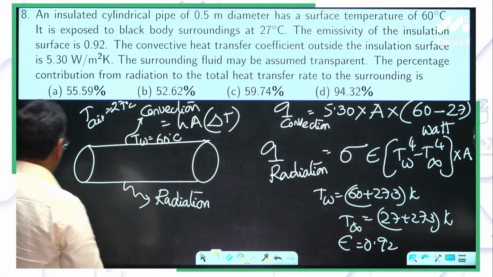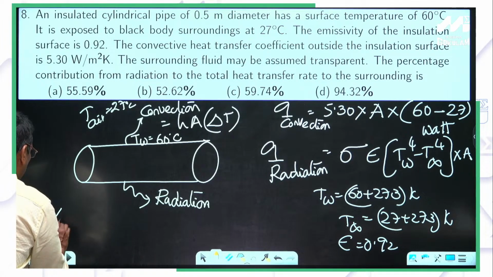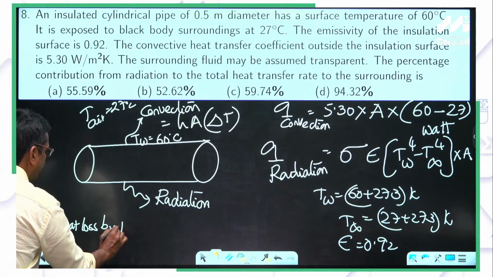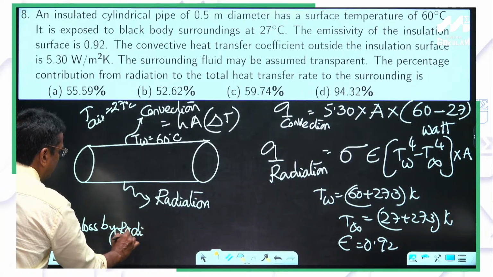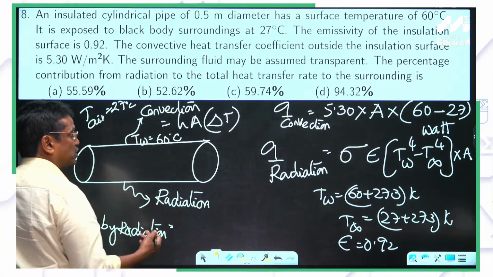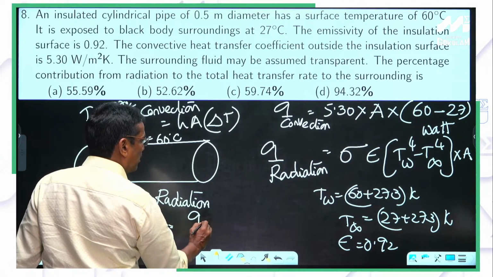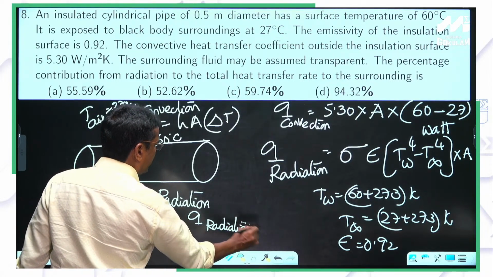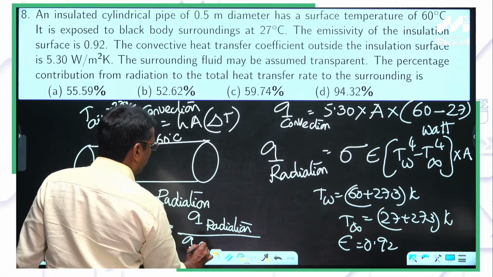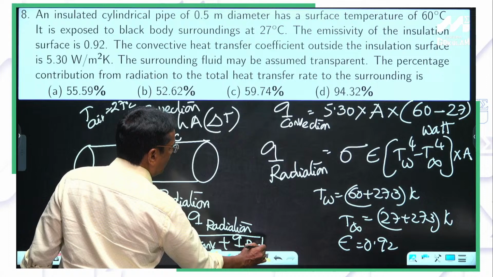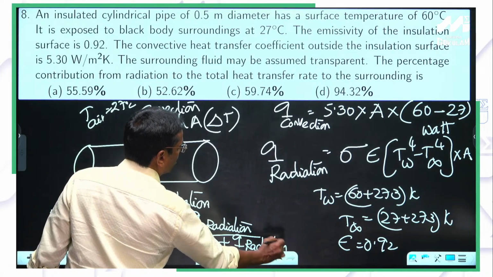Okay. Therefore, percentage heat loss by radiation: out of the total heat transfer rate, what is the percentage heat loss by radiation alone? That is Q radiation, the heat loss by radiation, divided by Q convection plus Q radiation. That will give the percentage heat loss by radiation only.